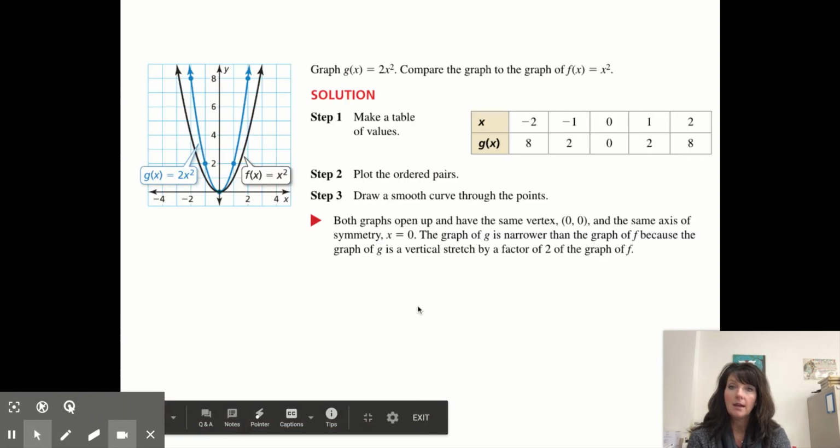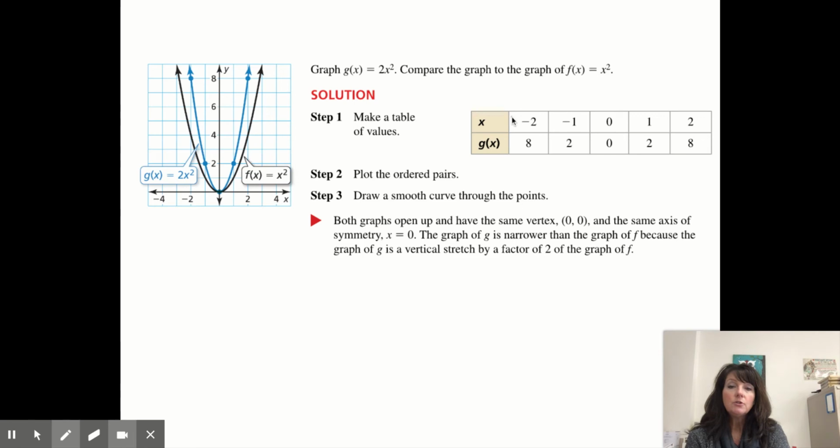Okay, so here is an example from your textbook. We're going to compare them. So the first thing you'll do is make a table of values. And I like to put in about 5 values, just like we did when we did exponential. Kind of gives you a little bit better idea of that curve. Then we'll plot the ordered pairs, and then we'll try to draw a smooth line.